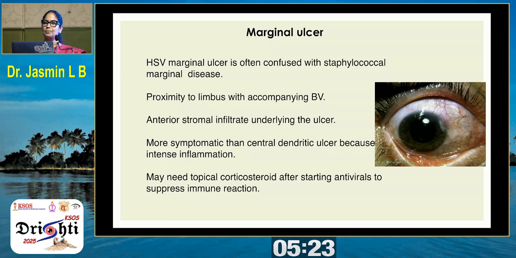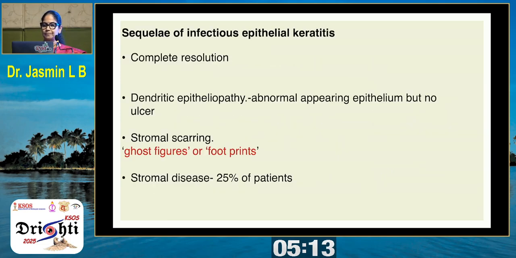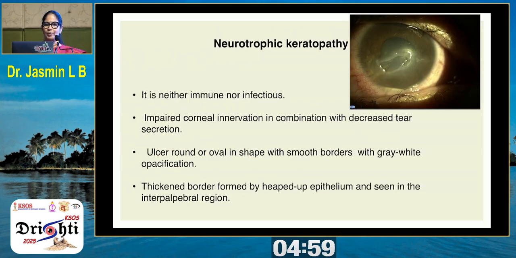Another condition is the marginal ulcer. It is usually confused with staphylococcal marginal disease. It is more symptomatic and may need topical corticosteroid. Sickle, it can cause complete resolution, can cause dendritic epitheliopathy, and stromal scarring like ghost figures and footprints, and 25% can progress to stromal disease.